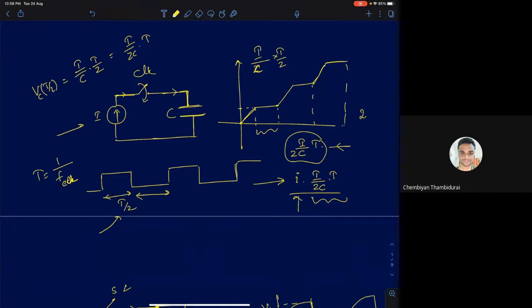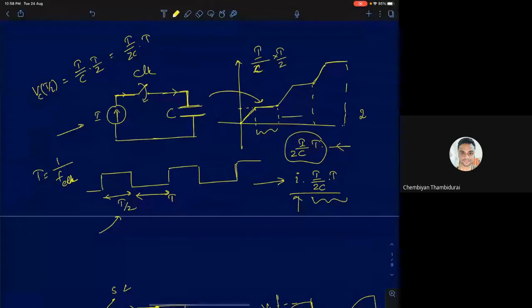Now, between T by 2 and T, there is no current flowing through the capacitor. So at that point the capacitor will retain its memory, retaining its voltage because it's a circuit element with memory. The voltage will remain constant. This is how the voltage will look. It looks like a staircase function.